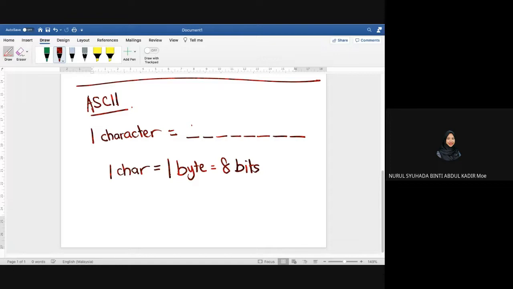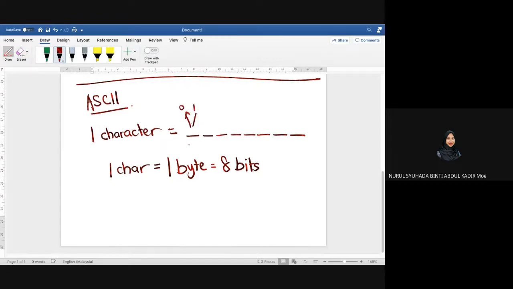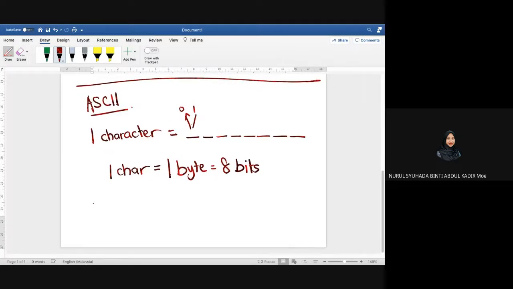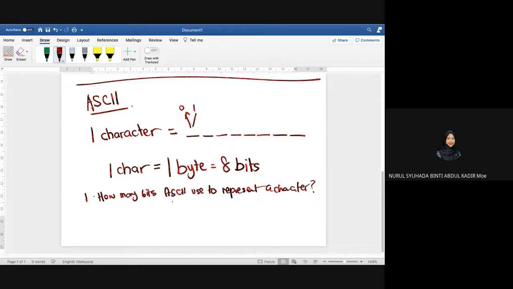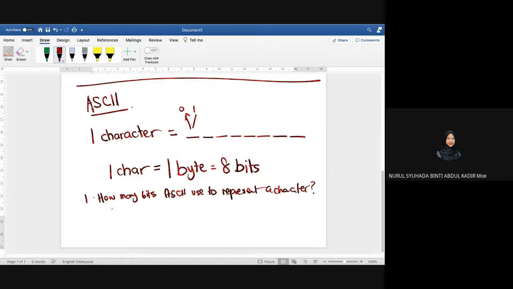So dekat sini boleh jadi in every blank, it can be 0 or 1. Alright, so that's why, kalaulah dia tanya soalan ni, soalan nombor 1. Dia tanya, how many bits ASCII used to represent a character. Berapa bit? Kalau ASCII untuk represent satu karakter, ASCII menggunakan berapa bit? 8 ya? Okay, good. 8 bits.